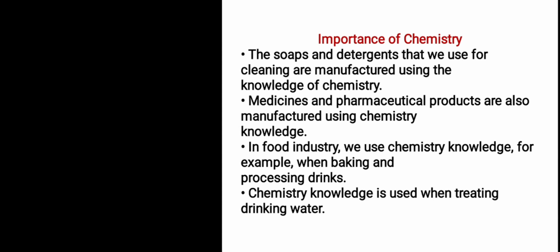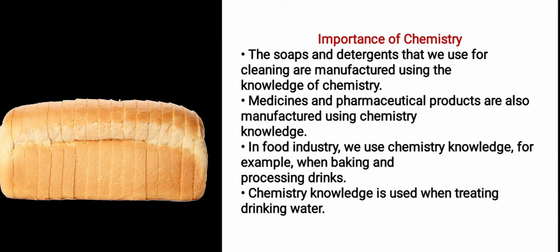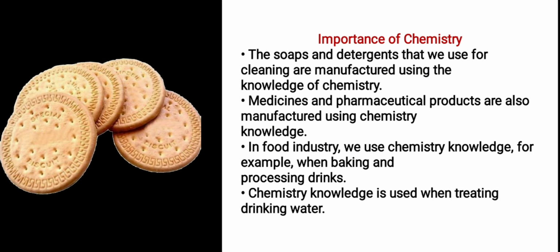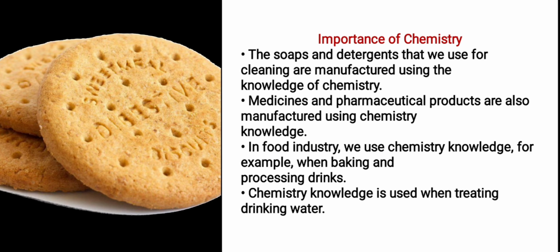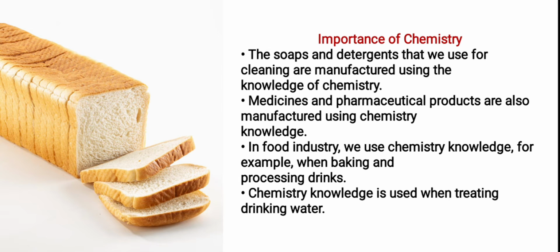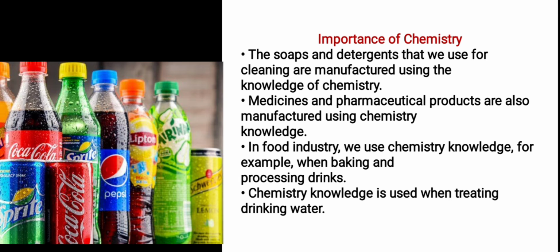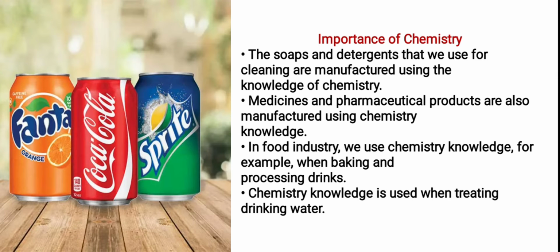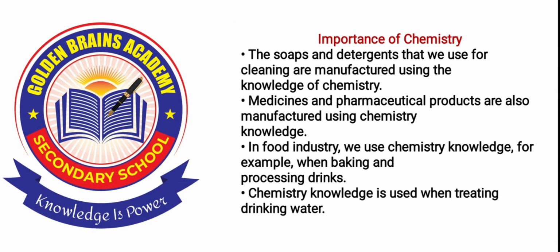Thirdly, in the food industry, we use chemistry knowledge. For example, when it comes to baking bread or cake or biscuits, processing those things. When it comes to processing drinks, beverages like soft drinks, we use chemistry knowledge.